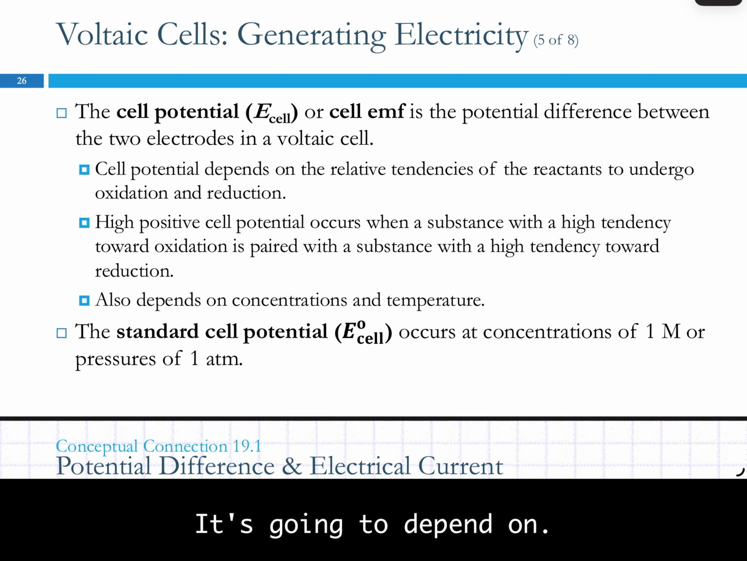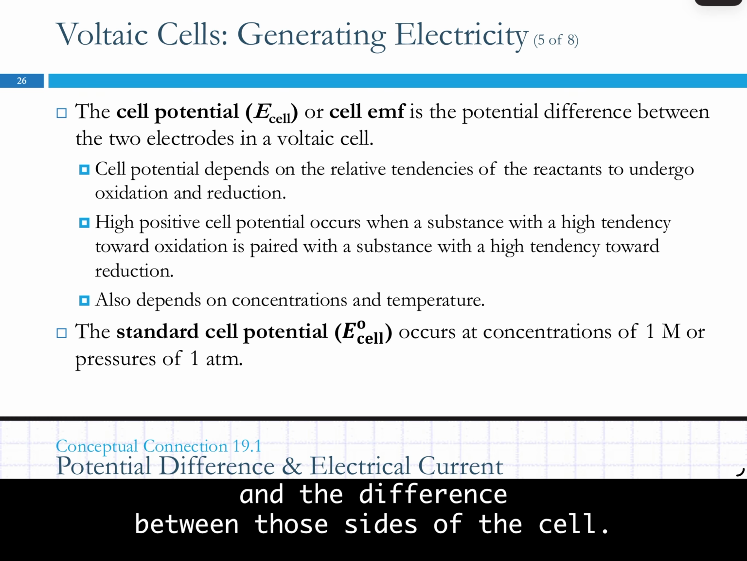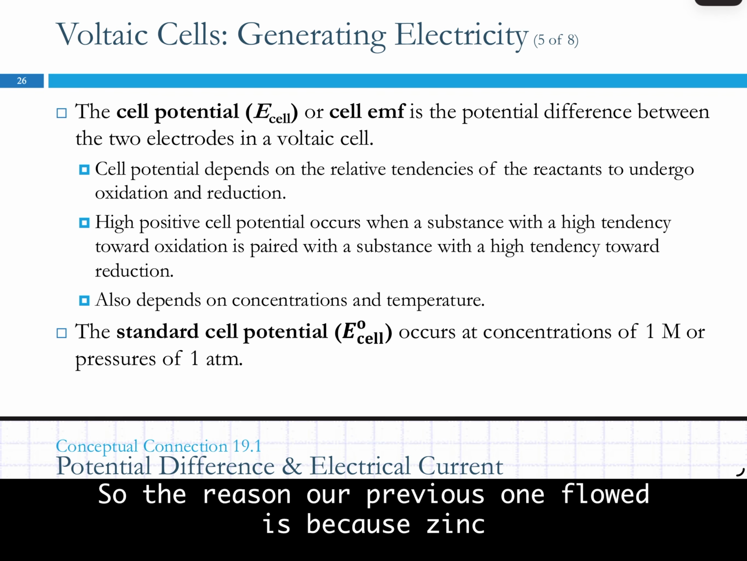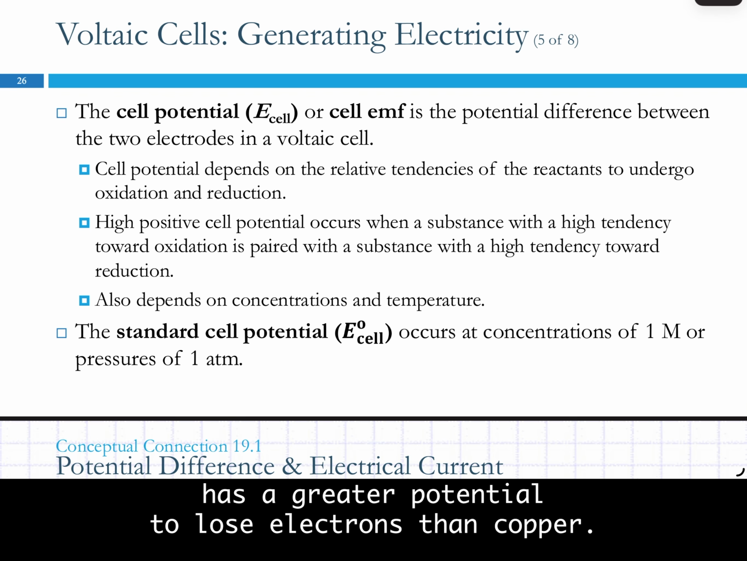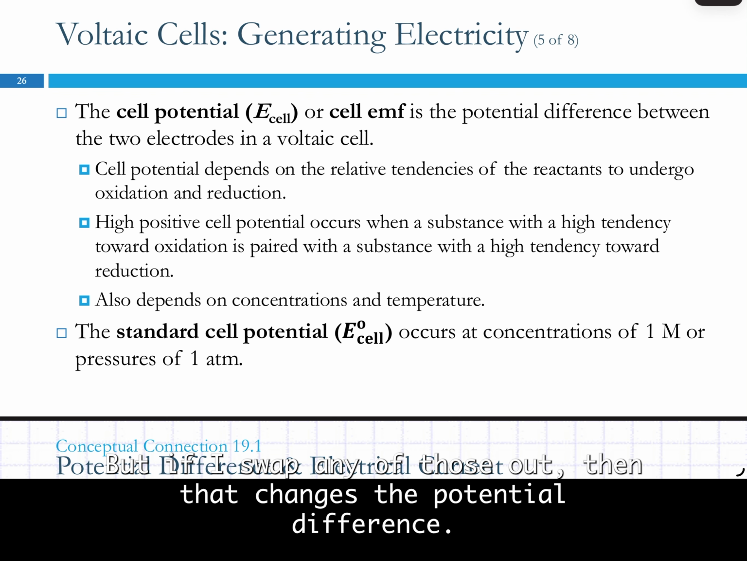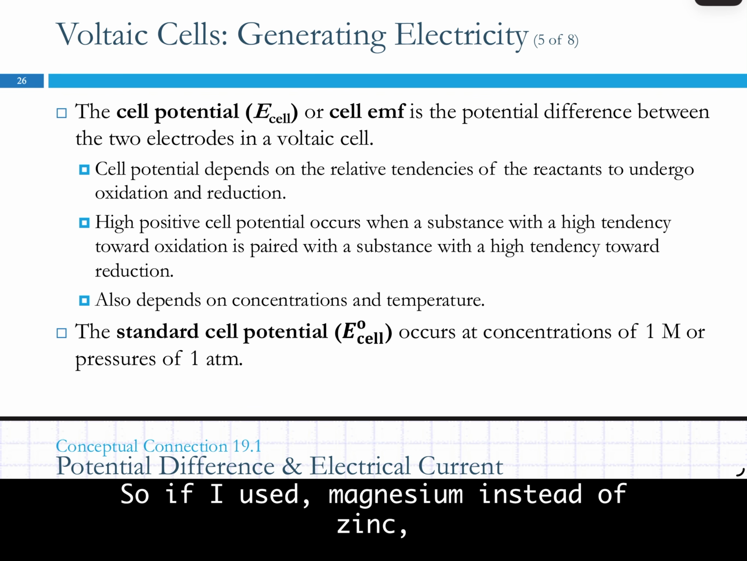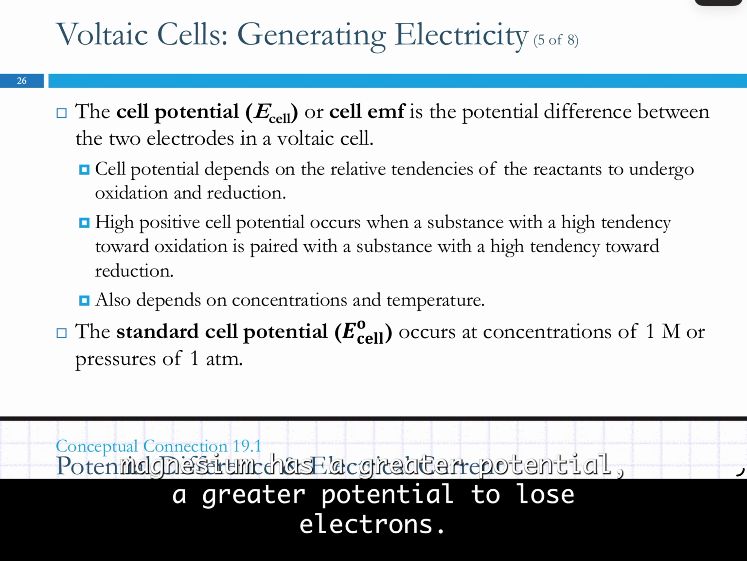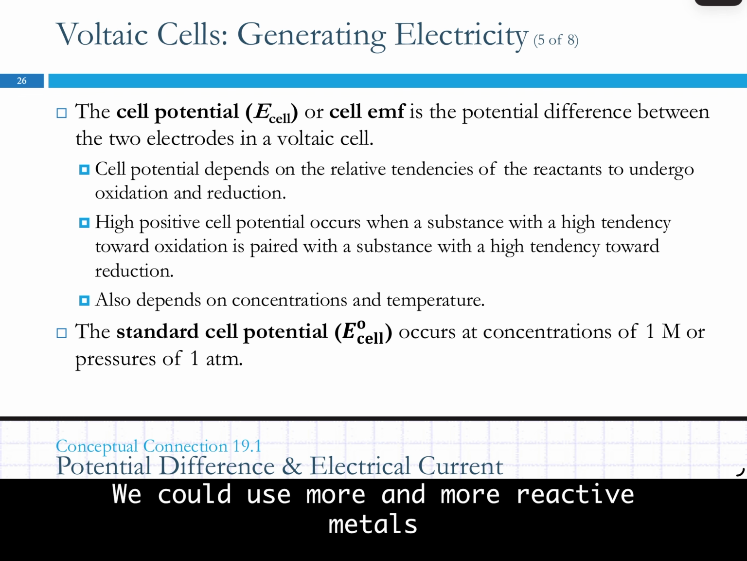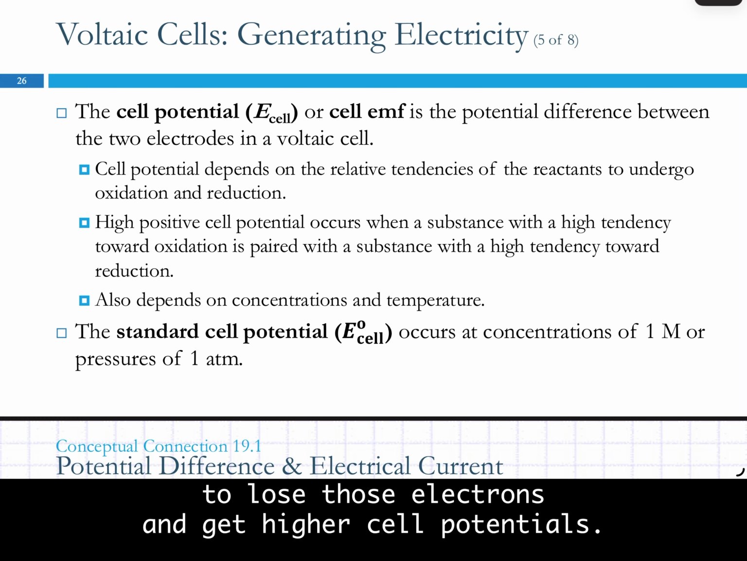It's going to depend on both sides of the cell and the difference between those sides of the cell. So the reason our previous one flowed is because zinc has a greater potential to lose electrons than copper. So zinc loses its electrons, copper gains those electrons. But if I swap any of those out, then that changes the potential difference. So if I used magnesium instead of zinc, magnesium has a greater potential, I believe, to lose electrons. So then our potential difference would be higher. We could use more and more reactive metals to lose those electrons and get higher cell potentials.